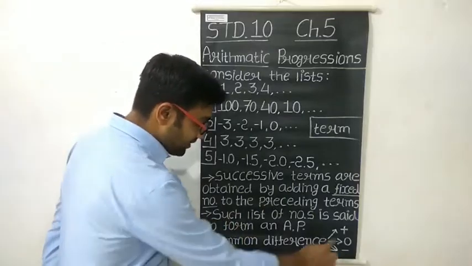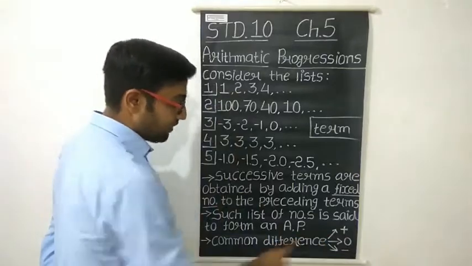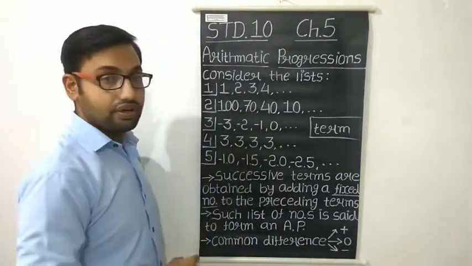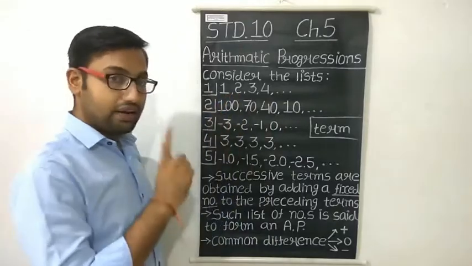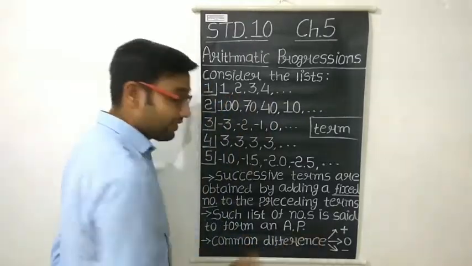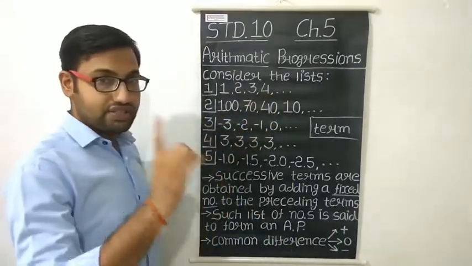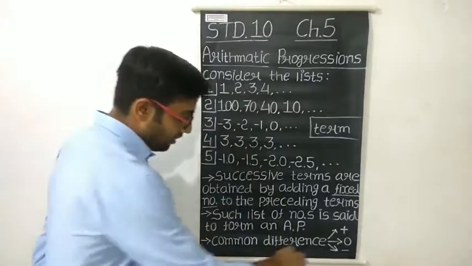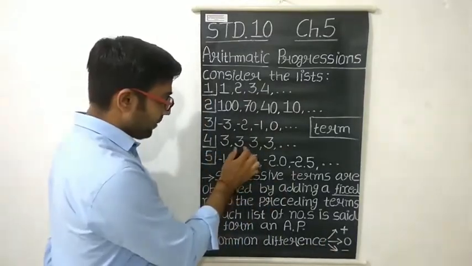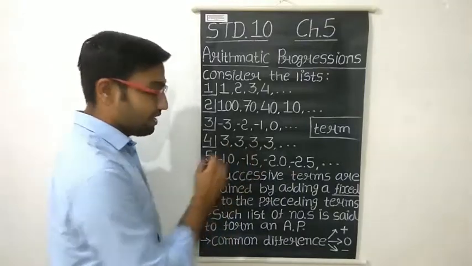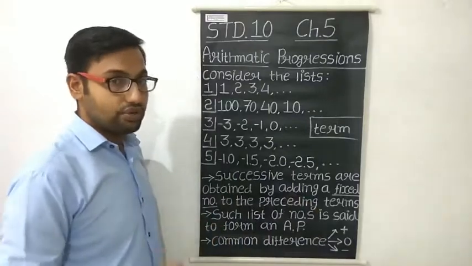If the common difference is plus, which case in this do you see? Notice the first example. If we subtract 2 and 1, then what will we get? Plus 1. So here the common difference is plus 1. In each case, you get the common difference equal to plus 1. For 0, notice this case. If we subtract 3 minus 3, we get 0. So the common difference may be 0.